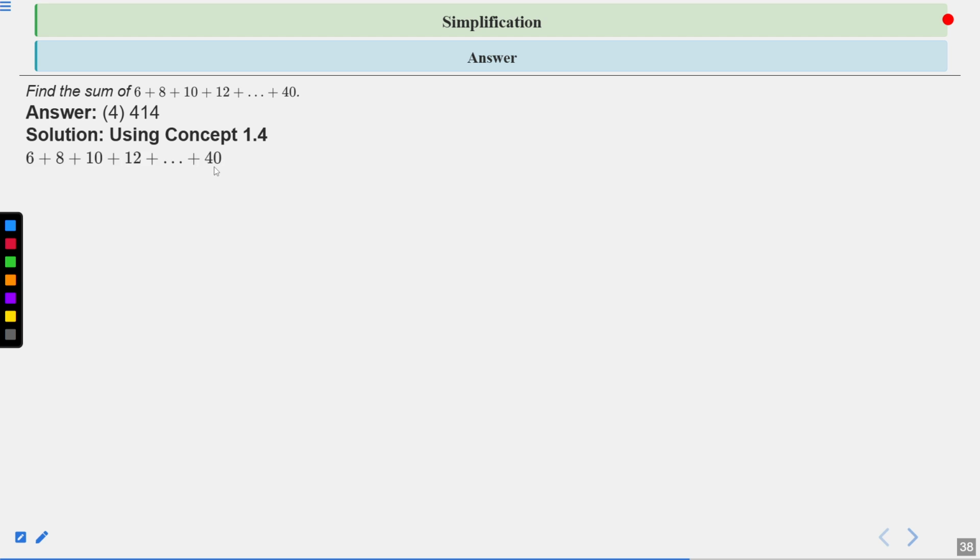So our series is 6 plus 8 plus 10 plus 12 up to 40. When we take 2 common in this series, what do we get? We get 3 plus 4 plus 5 plus 6 up to 20, and 2 is common. So we can calculate by using the series formula of n numbers starting from 1. We can take 2 common, so we can write 1 plus 2 plus 3 up to 20, subtracting the sum of the first 2 numbers, 1 and 2.